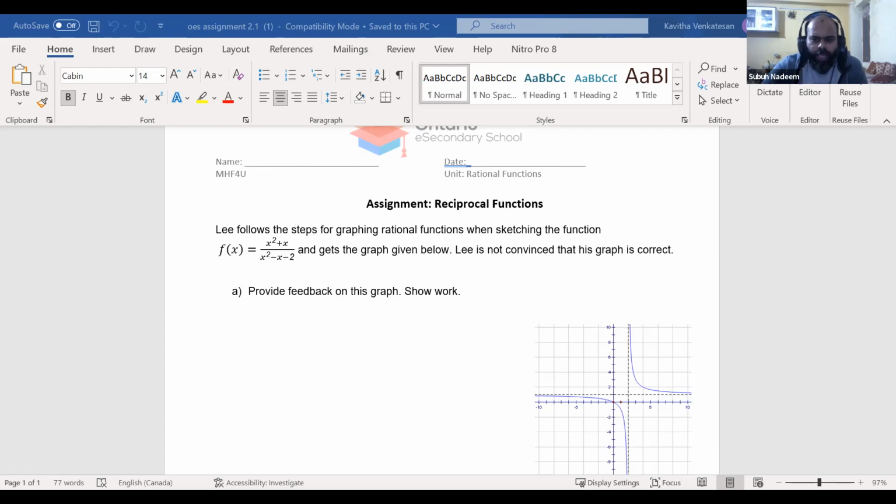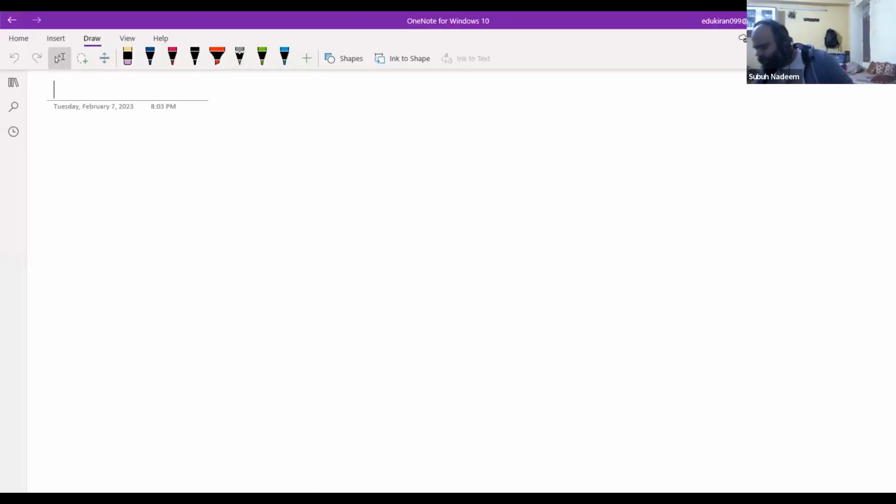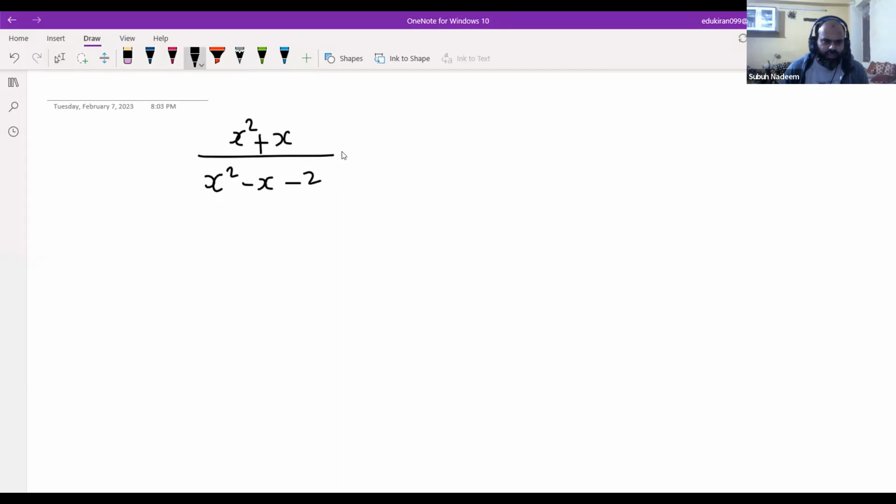Yes, sir, for the denominator I got the zeros as 2 and -1. Okay. And for the numerator, the zeros I got as -1 and 0. Okay. So one thing you have to do here, as we studied in the previous class, we have x square plus x in the numerator, and in the denominator, x square minus x minus 2.